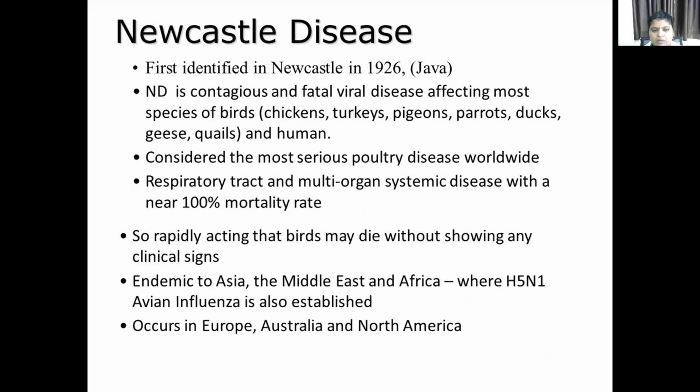Next one is Newcastle disease. This also comes under the paramyxoviruses. This Newcastle disease mainly affects birds. It's a very fatal viral disease to the birds, that could be poultry. In humans, the clinical manifestation that we'll see is conjunctivitis in those who are handling the chicks. Usually this Newcastle disease is seen as endemic in Asia, Middle East, and Africa. It also occurs in Europe, Australia, and North America.